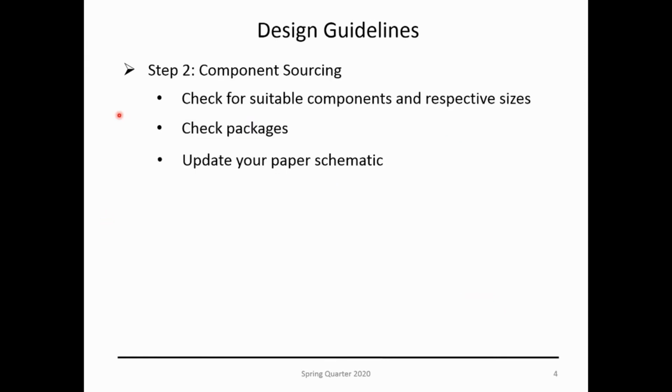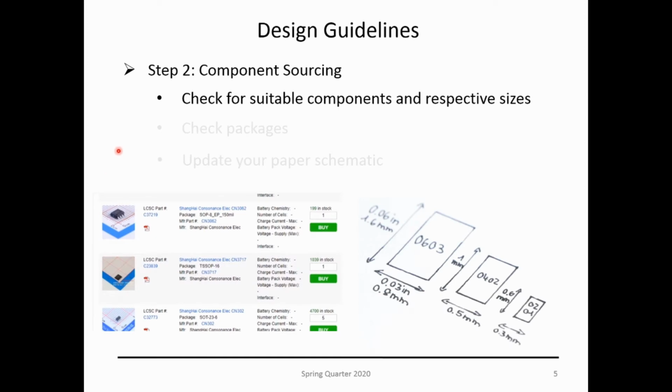Step number two is component sourcing, which is divided in three other steps. The first one is check for suitable components and respective sizes. So you're going to use Mouser, DigiKey, or any other website that sells this type of components. You're going to check which components are available so you can order, and respective sizes. So which type of resistors or capacitors you want to solder in terms of sizes.